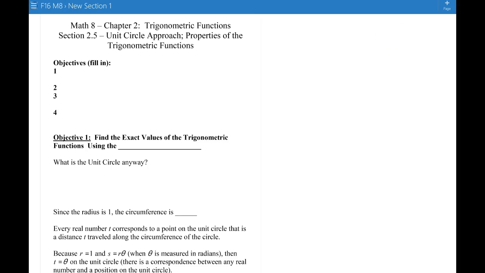Chapter 2, Trigonometric Functions. And now we're in section 2.5, the unit circle approach. So this is going to be a big brain stretch, so get your brain ready. We're going to talk about the properties of the trigonometric functions on the unit circle.